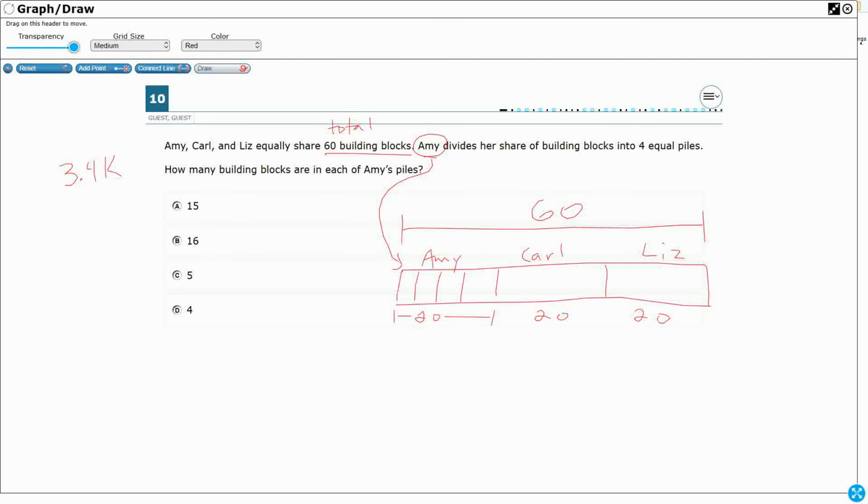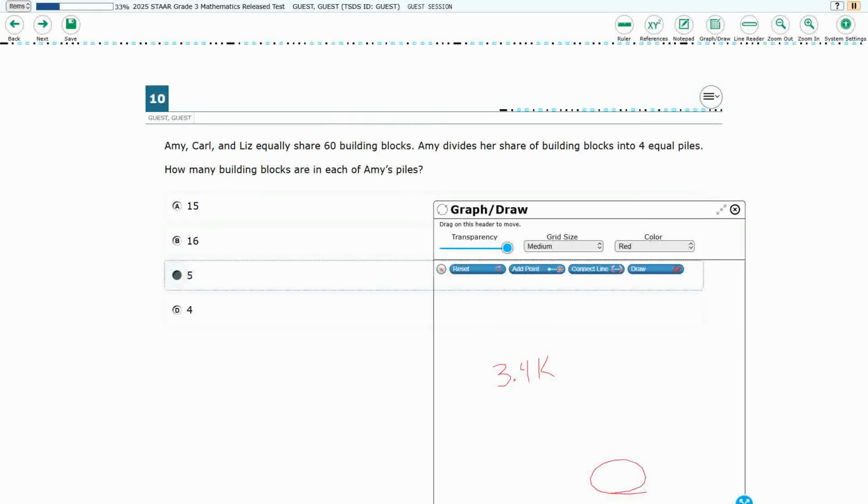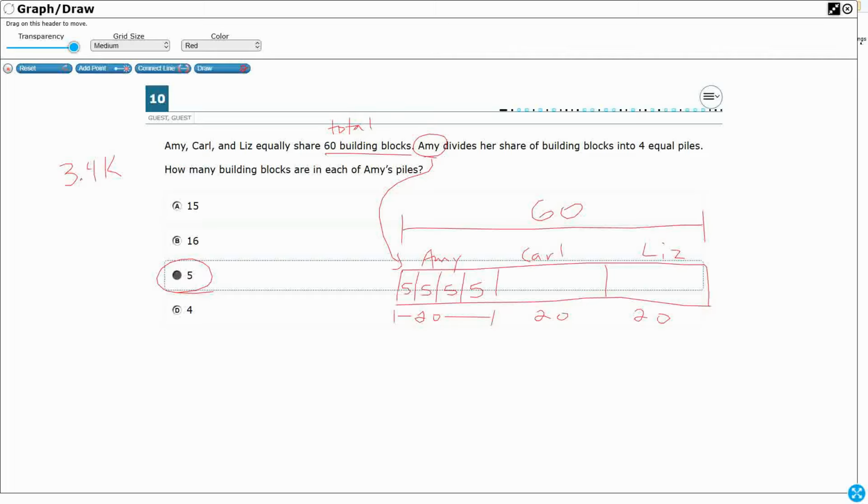Well, we're going to take this 20. We're going to split it into 4 equal groups. So that's going to be 5, 10, 15, 20. So my answer here is going to be C, 5. Now, take a look at this.